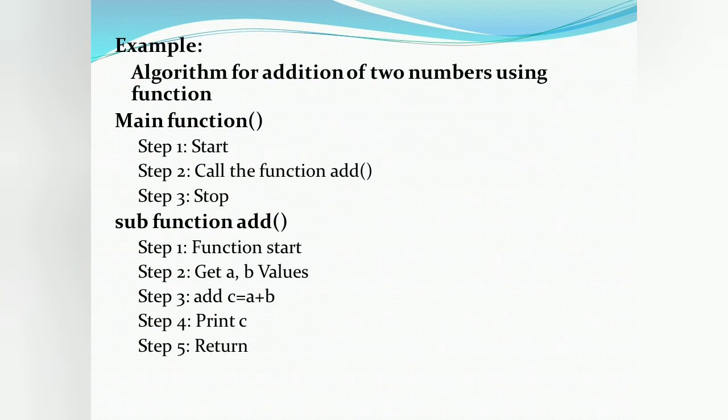This is the example algorithm for addition of two numbers using function. In the main function, simply call the function add, and in the subfunction, the variables a and b are defined. And here the actual process happens in the subfunction add. Then finally it will return the value.